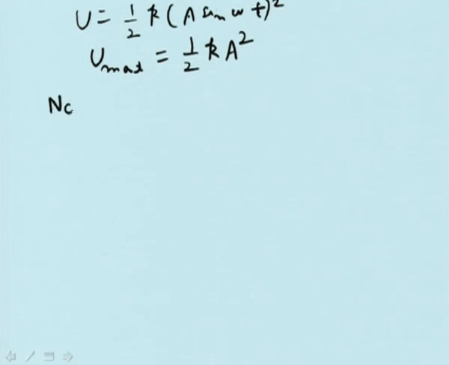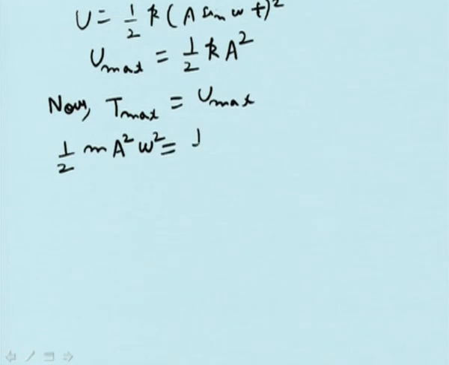Now T max is equal to U max, therefore half m a square omega square is equal to half k a square. Now from this equation we get omega is equal to under root k by m, which is the expression for the natural frequency. So therefore you get omega is equal to under root k by m.